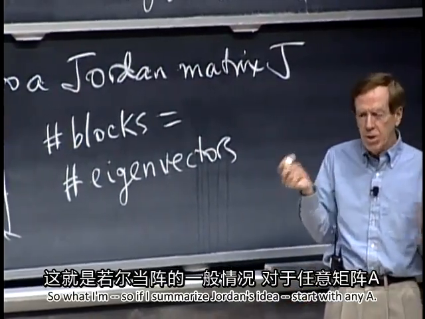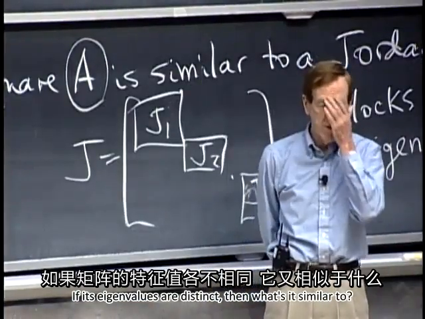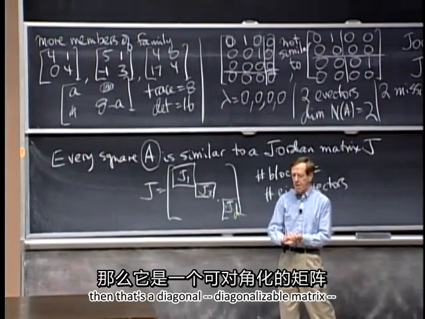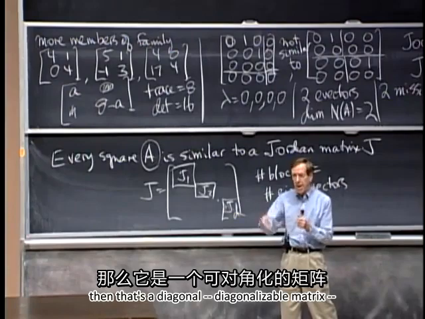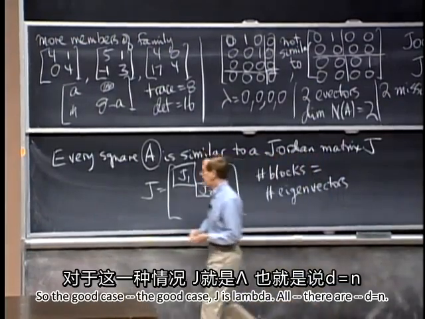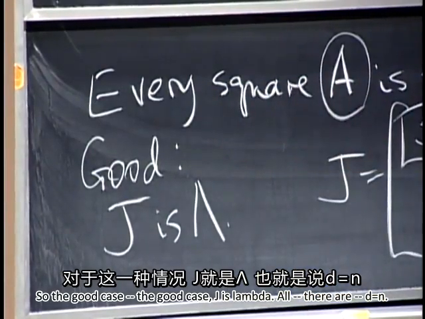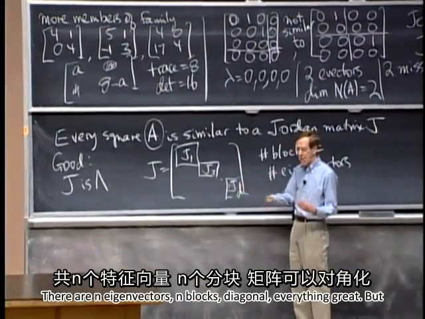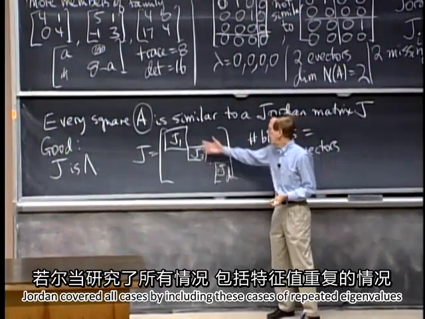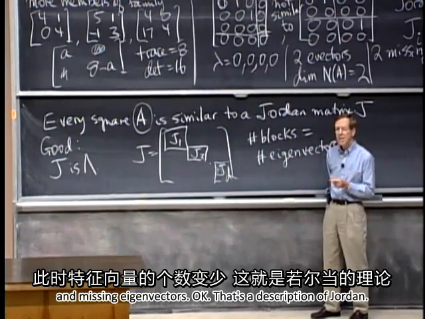So if I summarize Jordan's idea, start with any A. If its eigenvalues are distinct, then what's it similar to? This is the good case. If I start with a matrix A and it has n different eigenvalues, none of them repeated, then that's a diagonalizable matrix. The Jordan matrix is diagonal. J is Lambda. There are d equals n blocks. There are n eigenvectors, n blocks, diagonal, everything great. But Jordan covered all cases by including these cases of repeated eigenvalues and missing eigenvectors.